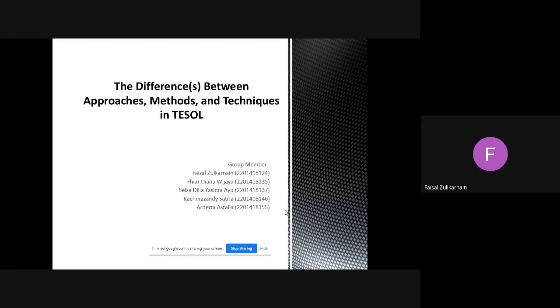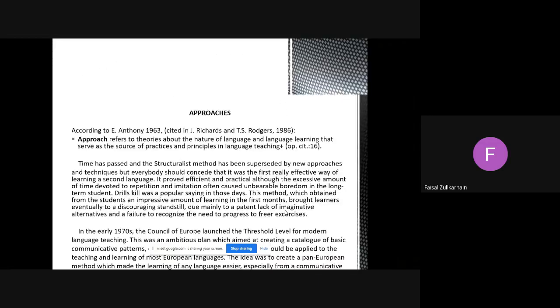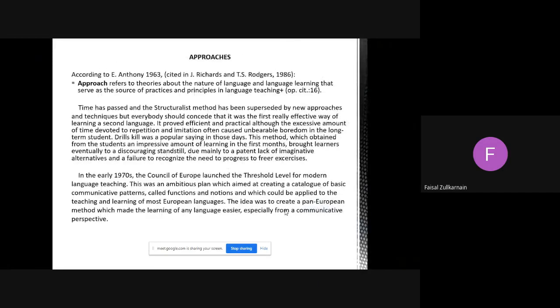Today, our group will be presenting the differences between approaches, methods, and techniques in TESOL. Our group members consist of me, Faisal Zulkarnain, Fiarhiana Wijaya, Selsa Dila Yasinta Ayu, Rahma Zandi Satria, and Areta Astalia. So let's get started, starting from approaches.